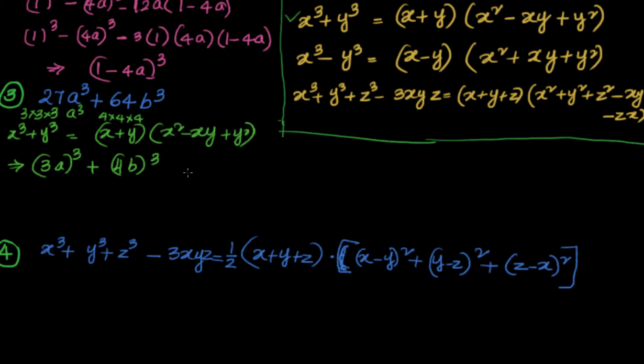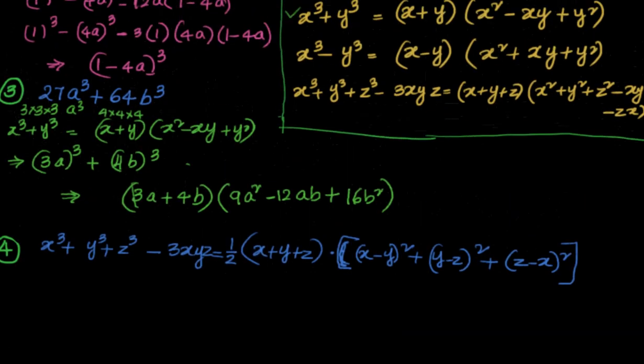This is nothing but of the form x cube plus y cube. So what is my answer for that? x plus y, that is 3a plus 4b, into x square, that means 3a whole square, 9a square, minus xy, 3a into 4b, 12ab, plus y square, which is 16b square. That's how I can simplify it.